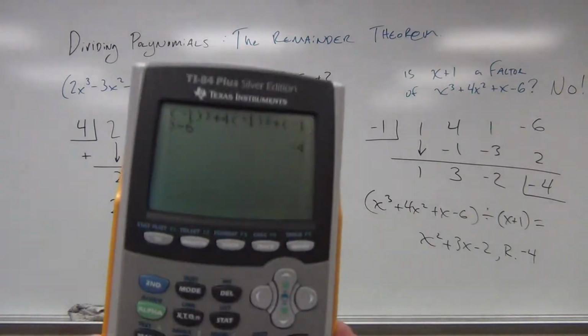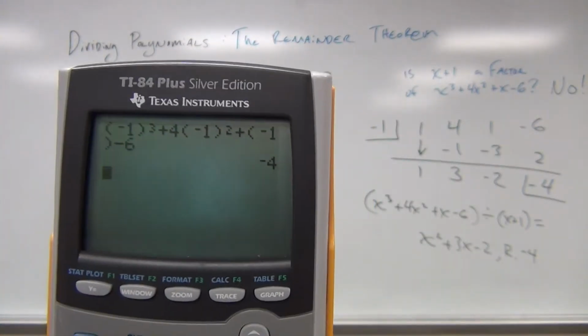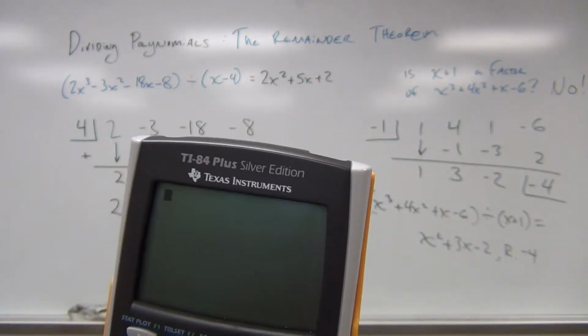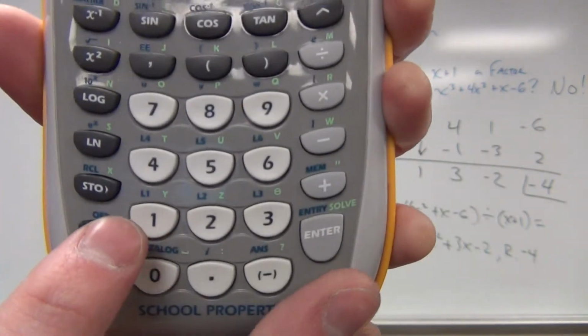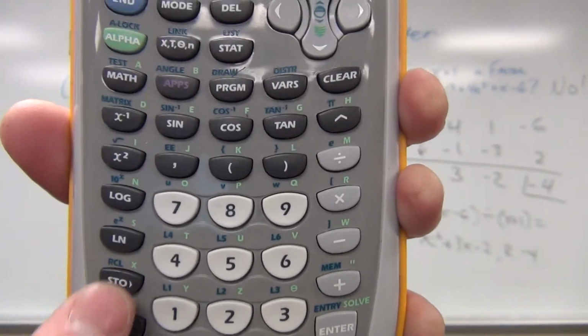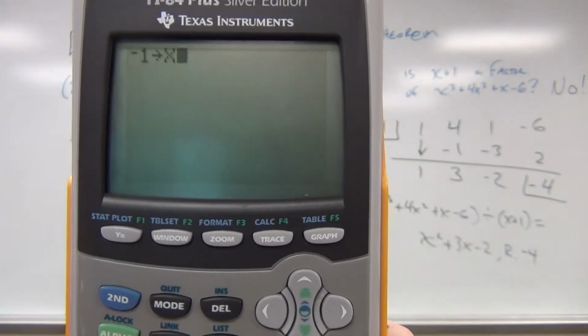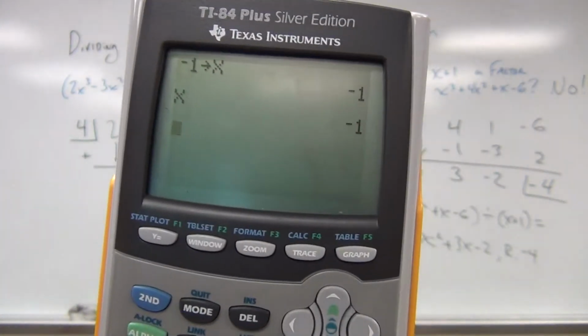And now there's a couple ways you can do this. First of all, let me go back to this one right here. If you don't want to keep typing all those parentheses and -1s again and again, you can do it in terms of x. You can type -1, and then there's a store button right here, S-T-O. You're going to store that. So it puts a little arrow. You're going to store it as x. Enter. So now whenever you type x, it outputs -1.